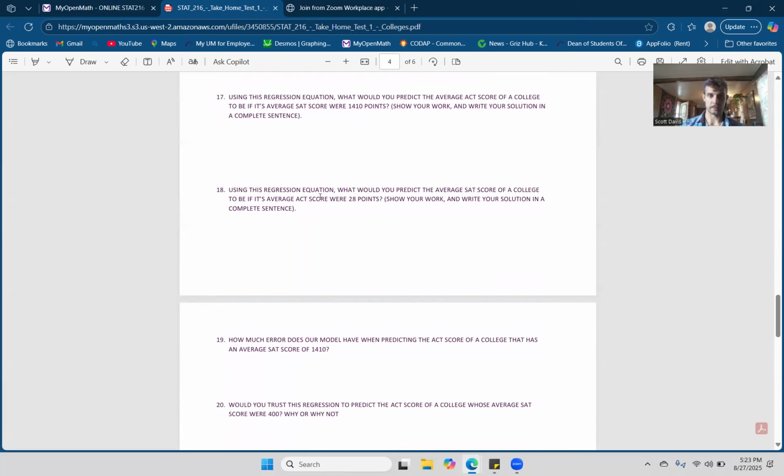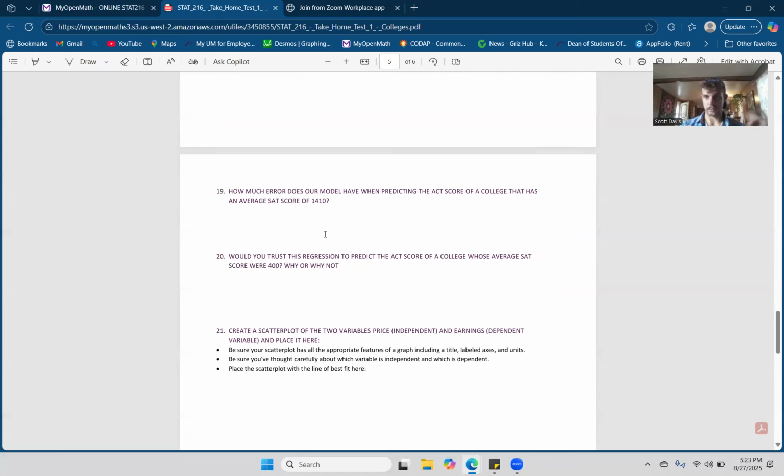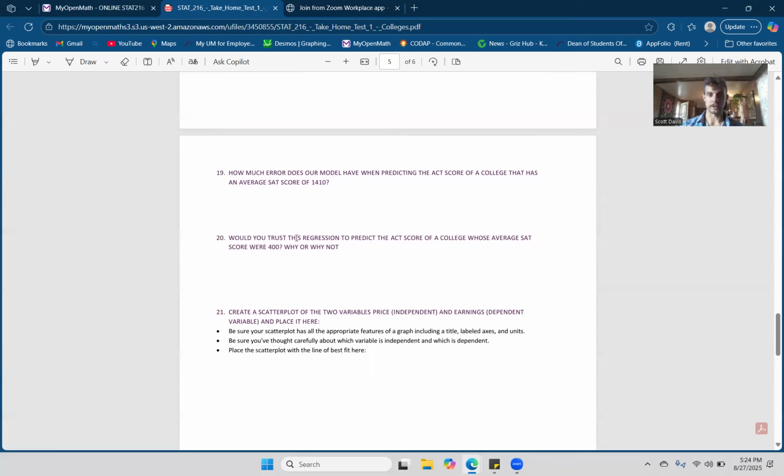Another prediction, this time given an ACT score. Find how much error we have when predicting an ACT score. Right, so compare this to an actual value. I don't mind the order, just which direction, what is the error. Would you trust this regression to make a prediction for an ACT score of 400?